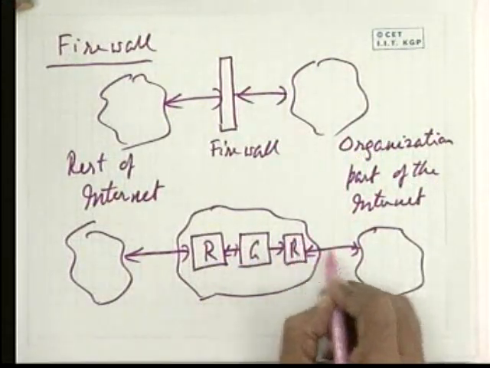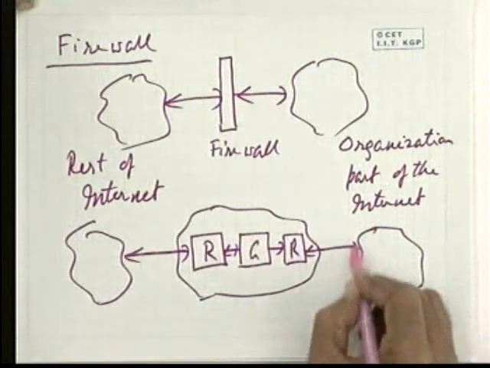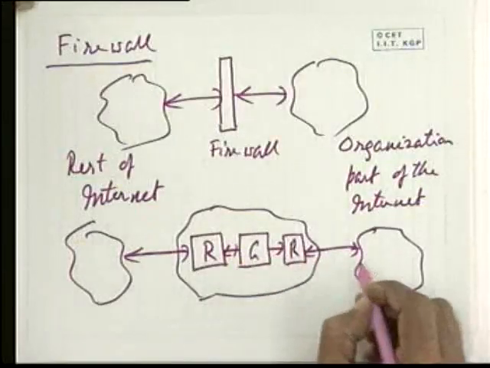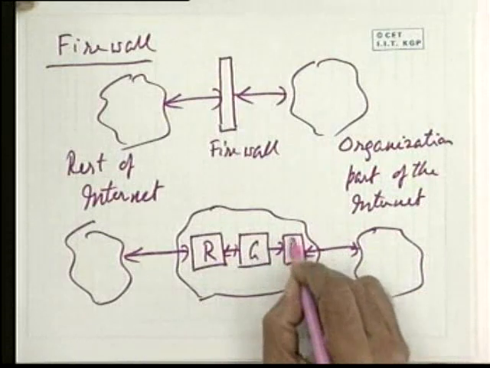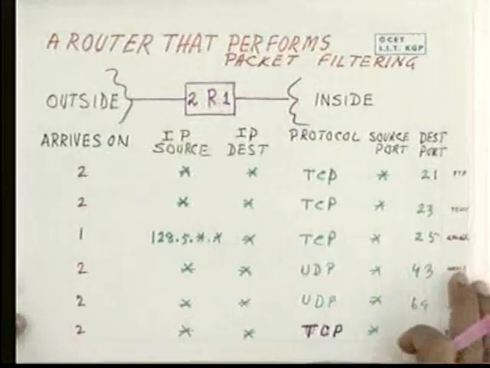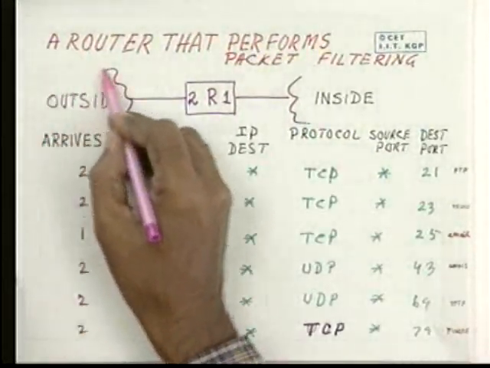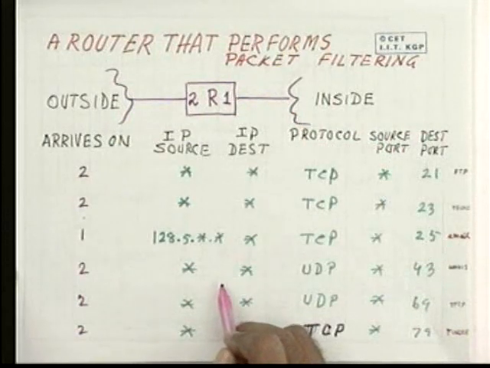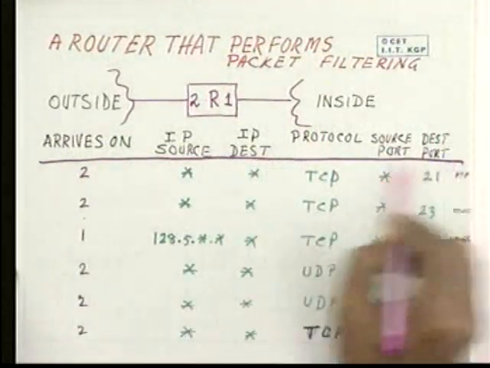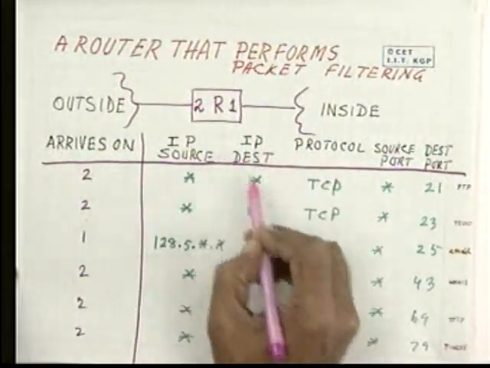Similarly, for this router, all the traffic which is originating from inside, it also checks whether a particular message or datagram can be allowed to go out of this internal network, and this is being done by the router. The typical kind of table that is being used is shown here. This is the outside and this is the inside, and the table is shown here. In this case, the router has only two ports.